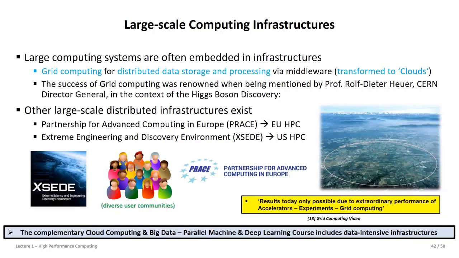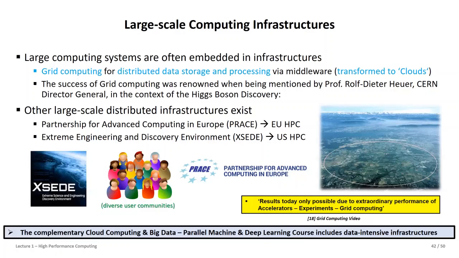PRACE, Partnership for Advanced Computing in Europe, and also the Extreme Science and Engineering Discovery Environment, XSEDE, in the US. What they all have in common in a way is that they have diverse user communities. So it reaches from material scientists up to computational fluid dynamics, people understanding airflow, from medicine up to neurosciences, and also earth system sciences. You will find lots of different user communities using these large infrastructures. We will come back to this from time to time. And of course, a complementary cloud course teaches much more about this infrastructure idea than we can do here in our HPC course.